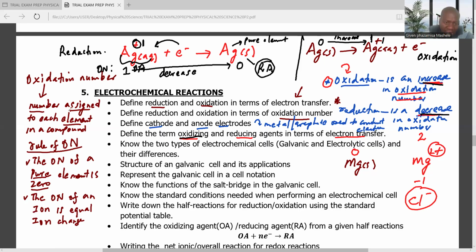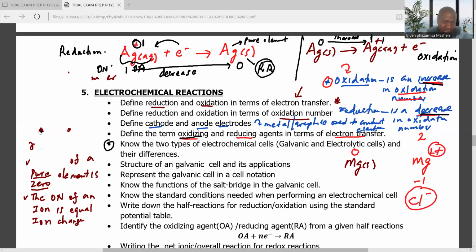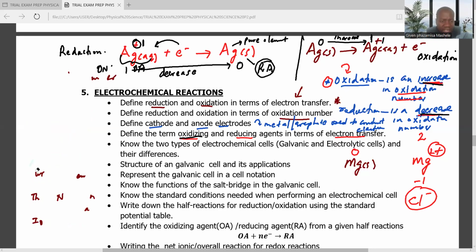Then let's move on. Again, one must be able to know the two types of electrochemical cells, very important in your syllabus: the galvanic cell and the electrolytic cell. And you must also speak about the differences. The difference between the galvanic cell and the electrolytic cell in terms of their structure or in terms of their functioning. It's very important, ladies and gentlemen. This is one of the topics that has a lot of marks. We need to make sure that you understand what you are doing.